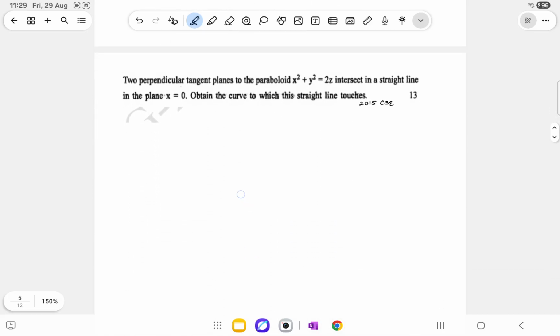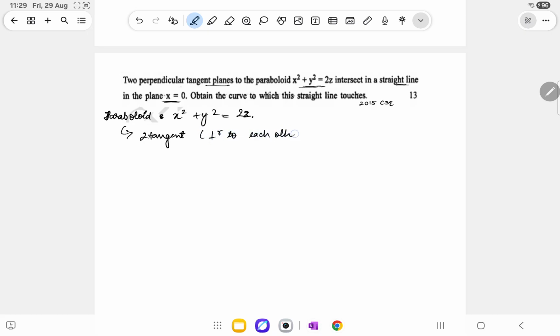The next question says that two perpendicular tangent planes to this paraboloid intersect in a straight line x equals 0. The given equation of paraboloid is x square plus y square is equal to 2z, and it further says that this paraboloid has two tangent planes which are perpendicular to each other, and the intersection line of these two tangent planes is x equals 0.